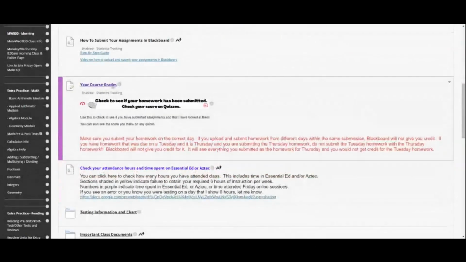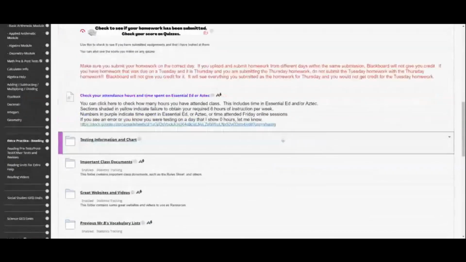Some of you have asked, where can I check to see if it's been turned in and I've checked it? Right here it says your course grades. It will give you a list of all of the assignments and whether you've turned them in or not, and any comments that I've made on the assignments.